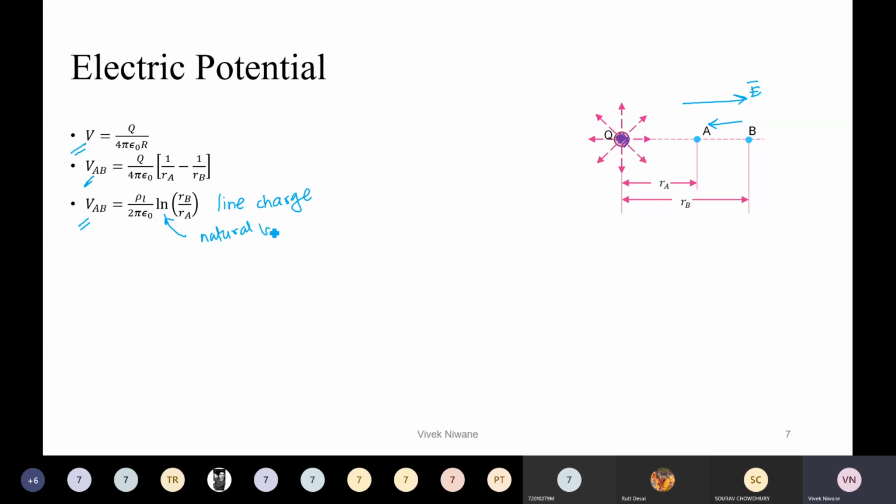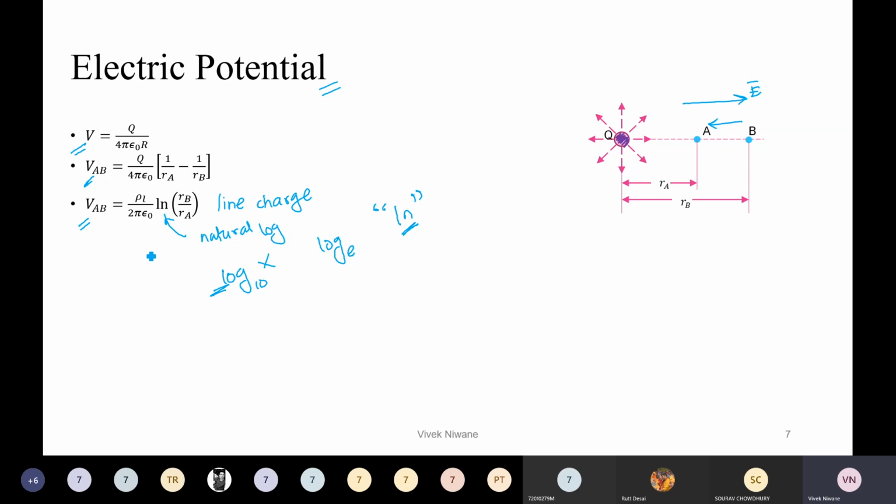This is a natural logarithm. This is not log to the base 10. This is log to the base e, and on your calculator you have ln as a separate button. So while calculating, you have to use the ln button, not the log button.